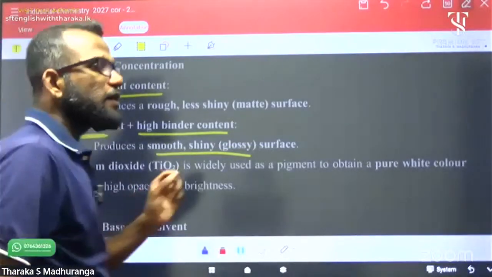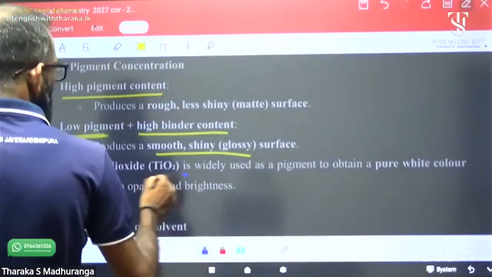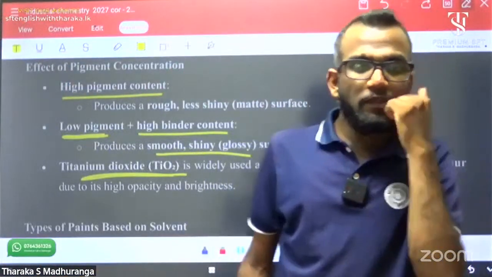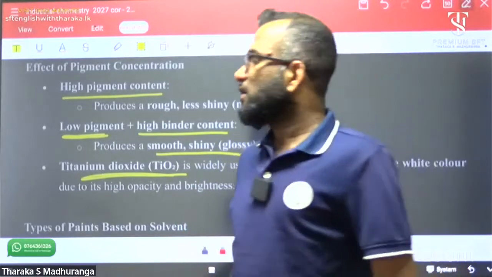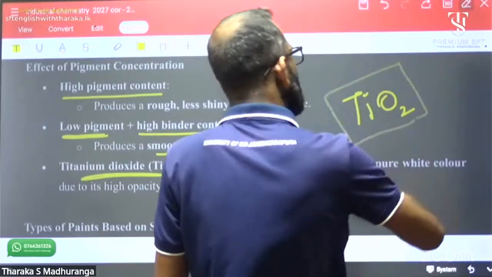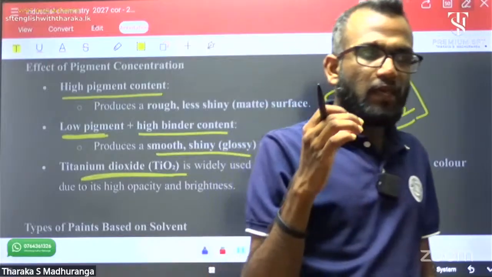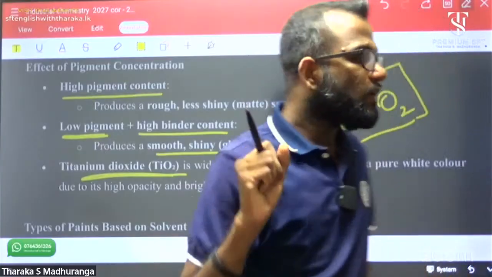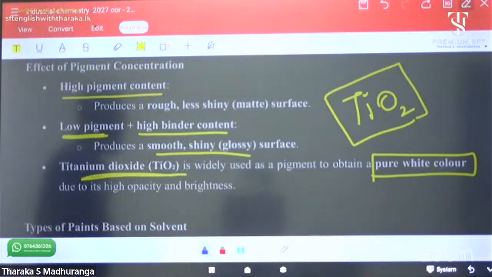And remember titanium dioxide. Titanium dioxide was asked 4 to 5 times as an exam MCQ question. Titanium dioxide, TiO2, is the main chemical used as a coloring chemical, a pigment chemical, to provide pure white color. It provides pure white color. Remember, titanium dioxide.